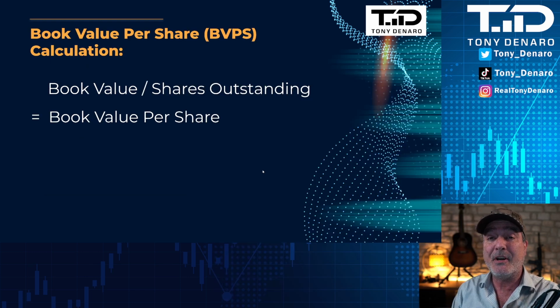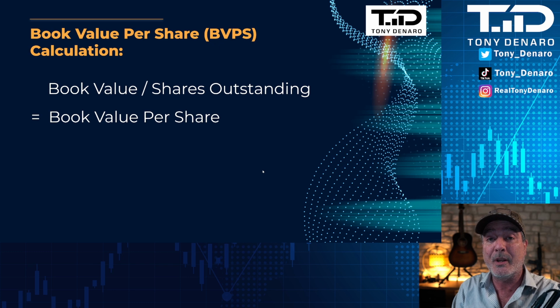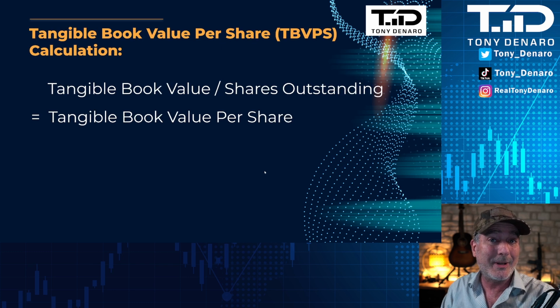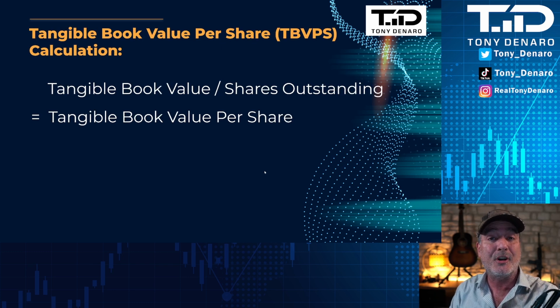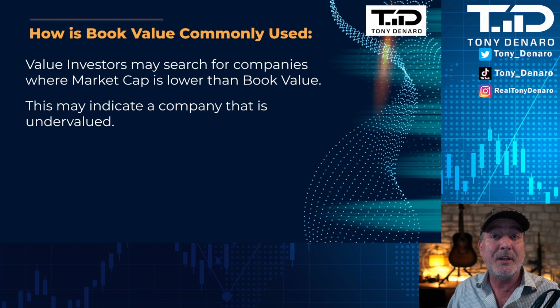You may often hear people talk about book value per share. Once you know your book value, you can divide that book value by the number of outstanding shares, and that will give you what we call book value per share. You can also calculate your tangible book value per share by dividing your tangible book value by the number of outstanding shares. The most common way that investors look at book value is when we are what I call dumpster diving. We are looking for companies where the market cap is below the book value. That might tell you that you have an undervalued company.